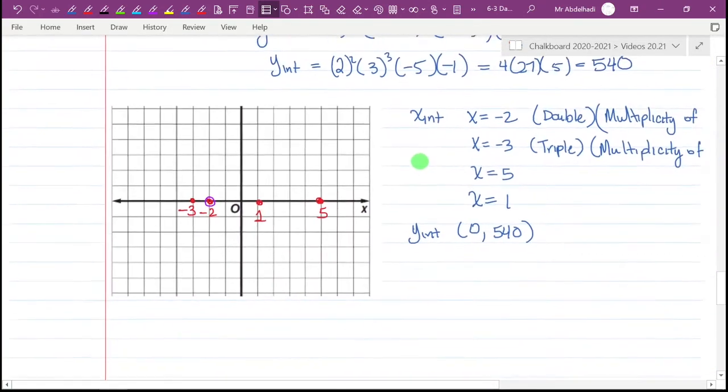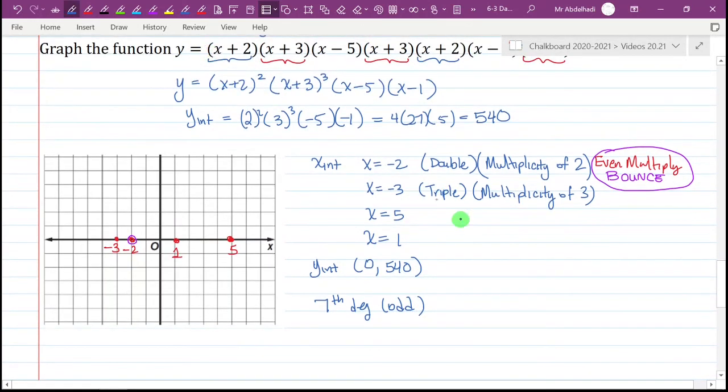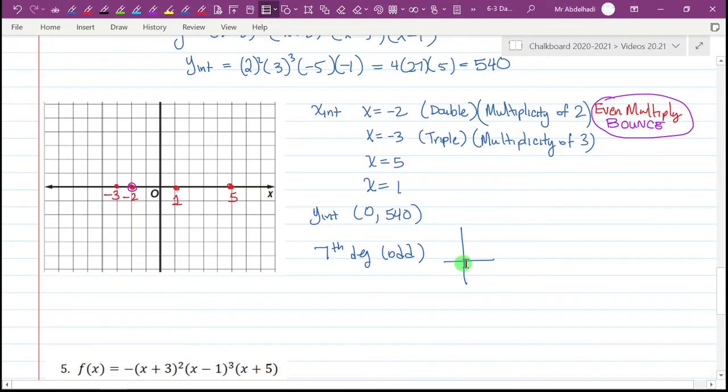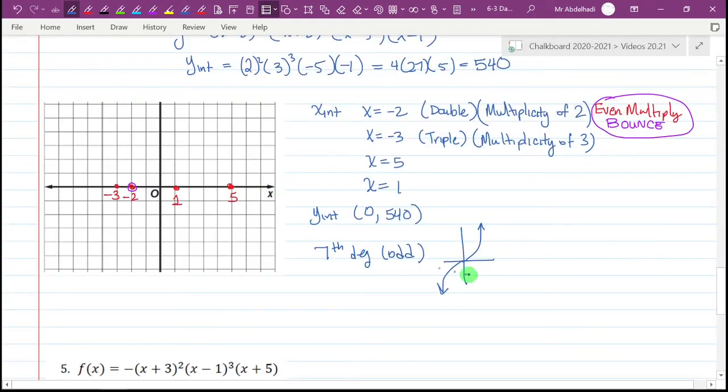Okay, what's the end behavior? Well, we said that this was a 7th power function, right? This is a 7th degree function. So it's an odd function, right? It doesn't have a negative at the beginning, so it's upright. So it looks like this. Typical odd powered function, just like that. Okay, up on the right, down on the left. So what does that mean? It means that on the right, we can go up, and on the far left, the last x-intercept is going to go down. But what happens in between now?